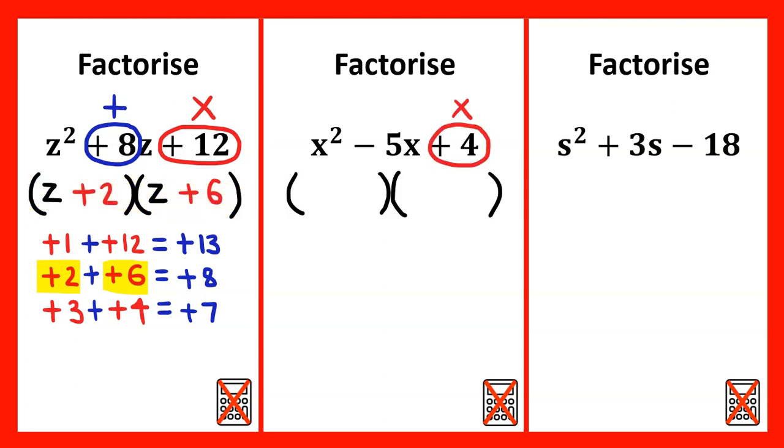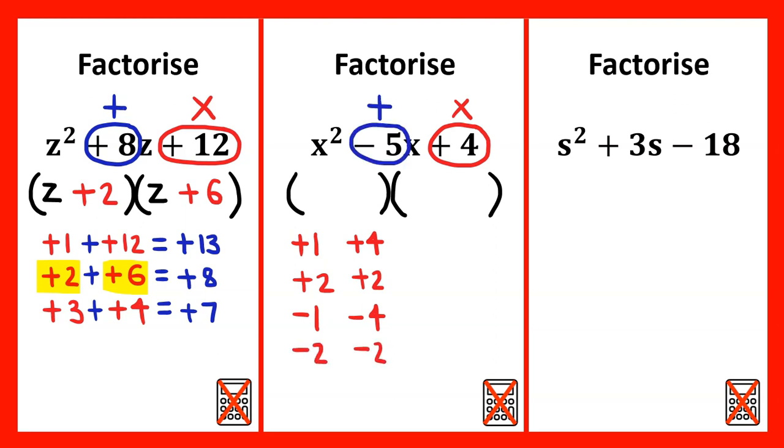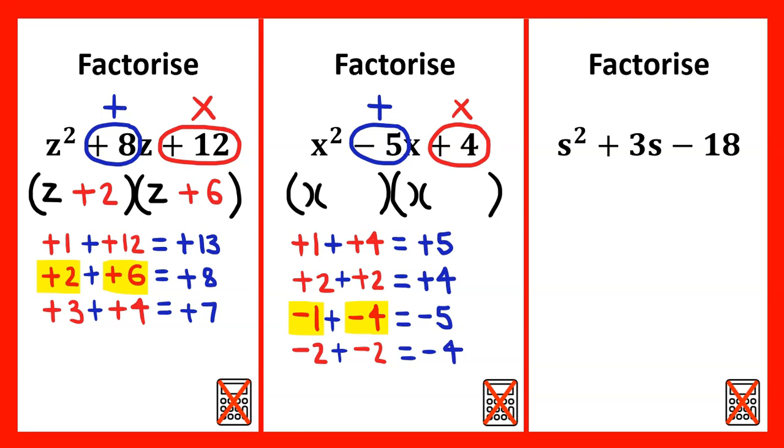I'm looking for numbers that multiply to give me 4, plus 1, plus 4, plus 2 and plus 2, negative 1, negative 4, negative 2 and negative 2. Now I'm looking for the ones that add to give me negative 5. The first would be positive 5, then positive 4, negative 5, and then negative 4. So these are the two factors that I'm looking for. Therefore the answer would be x minus 1, bracket x minus 4.